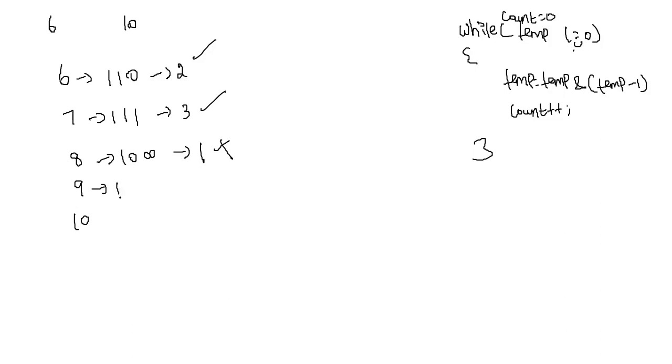When you go for 9, the binary representation of 9 is 1001. The total number of set bits is 2. 2 is a prime number. The result value will be incremented by 1, which becomes 3.